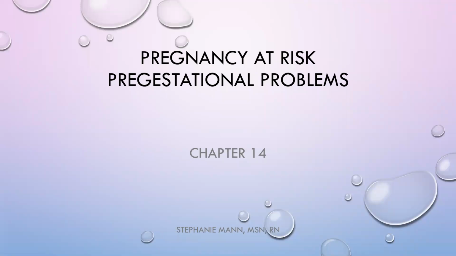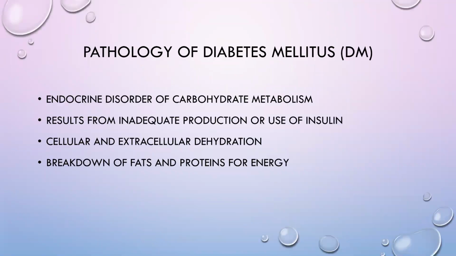Chapter 14, Pregnancy at Risk, Pregestational Problems. Diabetes is separated into classifications. There's type 1, type 2, and gestational diabetes.